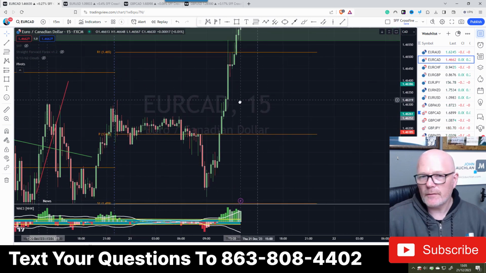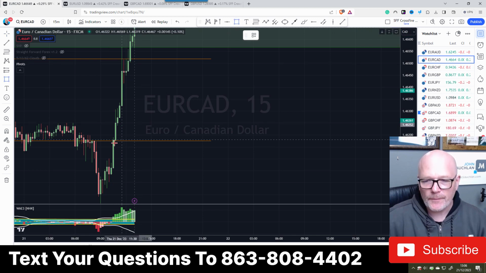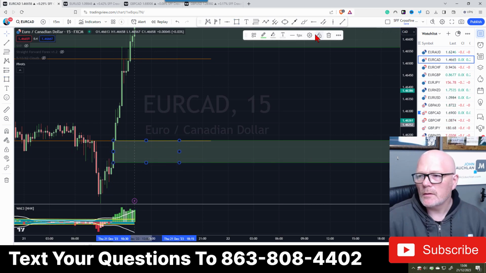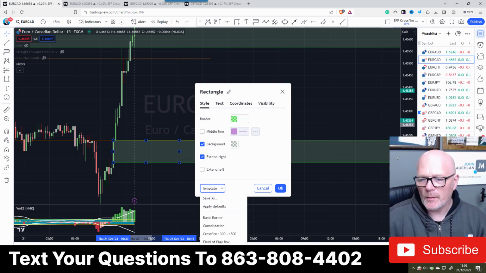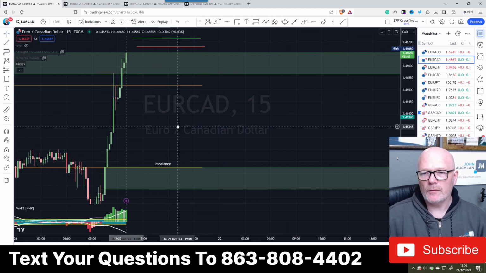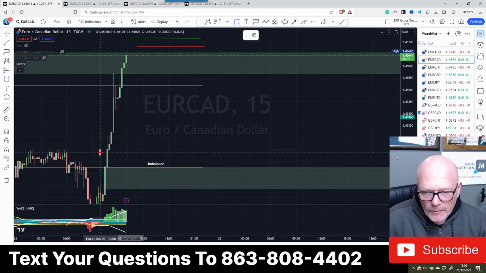So in terms of imbalance on the 15-minute stacks, all this is imbalance. Okay, pretty much all of it. So we'll come down to here. I'll just put the template on that says imbalance. You don't always need that, but like I always say, I'm a visual person, so I like to see stuff. Right, what else have we got here?